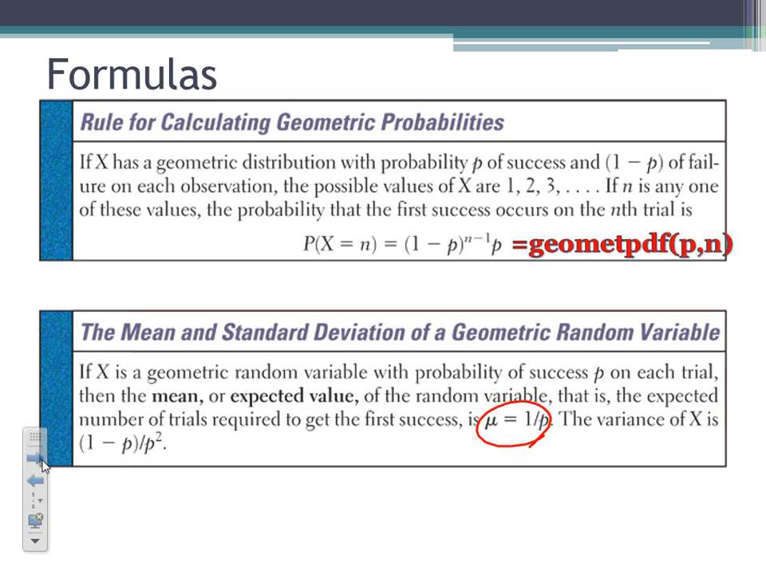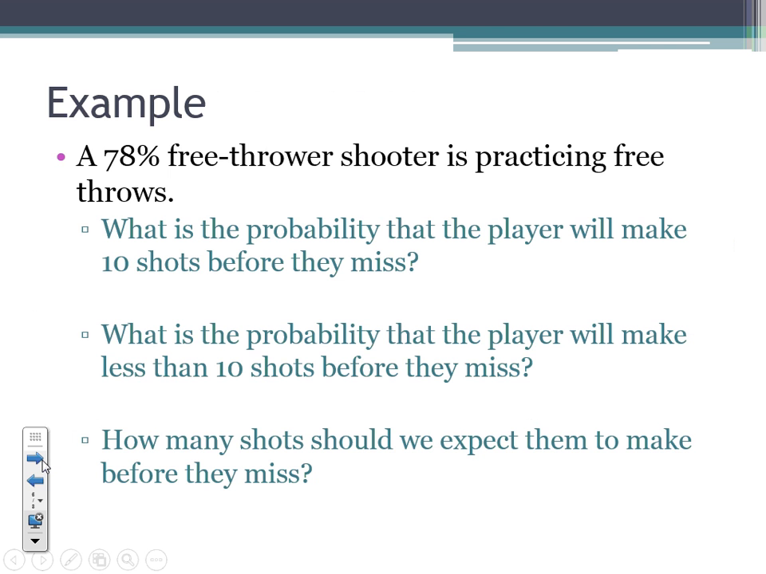All right, let's look at an example problem to finish out today's video presentation. All right, so let's say a 78% free throw shooter is practicing free throws. So we want to know what is the probability that the player will make 10 shots before they miss. Now, the first thing that we want to do is define what we're considering a success in this problem. And in this problem, we're considering a success a miss. Okay? That's what we're actually being asked about.